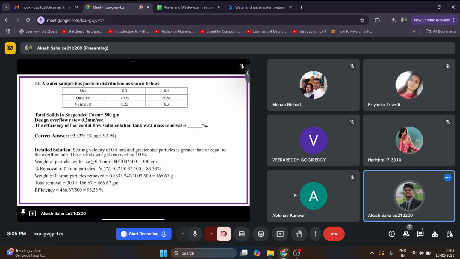Is it clear to all of you? Is there any doubt? Anyone? You just have to compare the settling velocity with the design overflow rate. If it is equal to or more than that, then 100% will get removed. And if it is less than that, then you have to find the ratio of the settling velocity to the SOR. So that many particles will get removed. Okay, very simple. I hope it is clear to all of you.